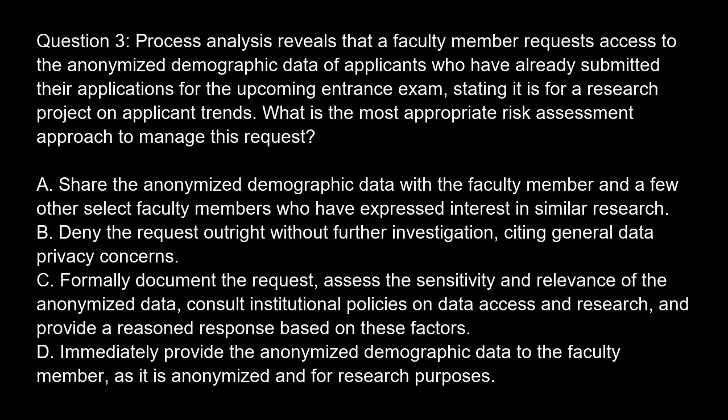Option A. Share the anonymized demographic data with the faculty member and a few other select faculty members who have expressed interest in similar research. Option B. Deny the request outright without further investigation, citing general data privacy concerns. Option C. Formally document the request, assess the sensitivity and relevance of the anonymized data, consult institutional policies on data access and research, and provide a reasoned response based on these factors. Option D. Immediately provide the anonymized demographic data to the faculty member, as it is anonymized and for research purposes.